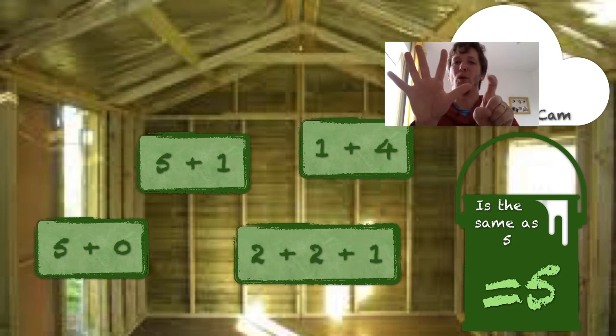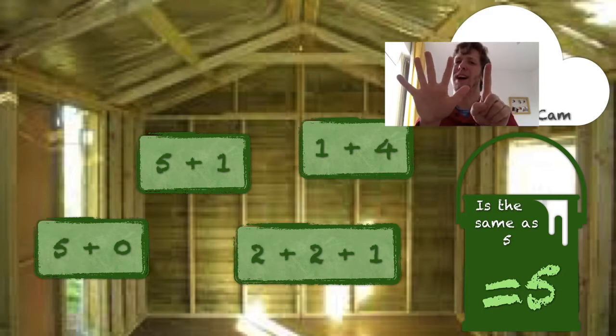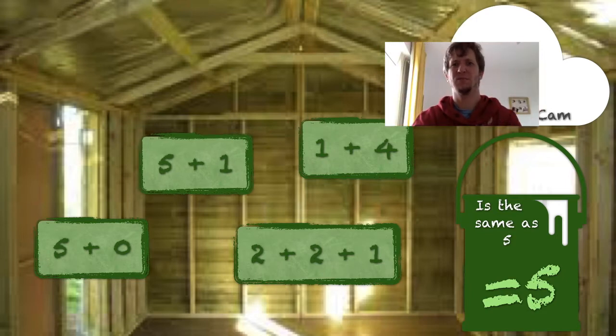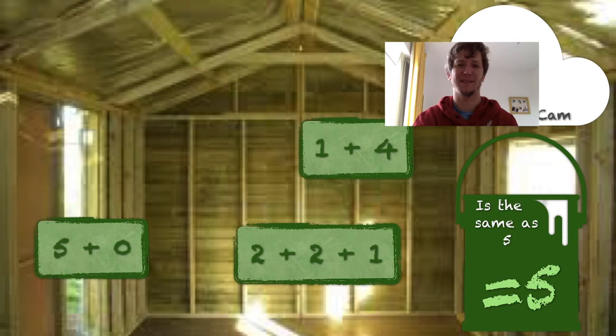5 and 1 more. 5 and more can't be the same as 5, can it? Unless it's 0 more. So 5 and 1 more is going to be more than 5. It's going to be 6. So that's not right. No, it won't fit in that bucket because it's not the same as 5.